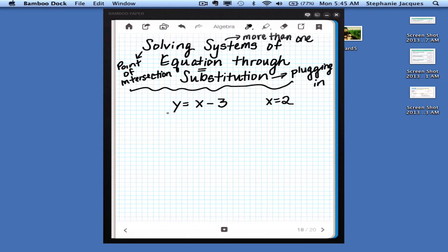So a long time ago, you were presented with equations like this. You would have y equals x minus 3, and then you were given that x equaled 2. And remember what you used to do with that? You would substitute it in, or plug it in. So then you would get y equals 2 minus 3, and we know that y would equal negative 1. So that is all substitution is, plugging in.